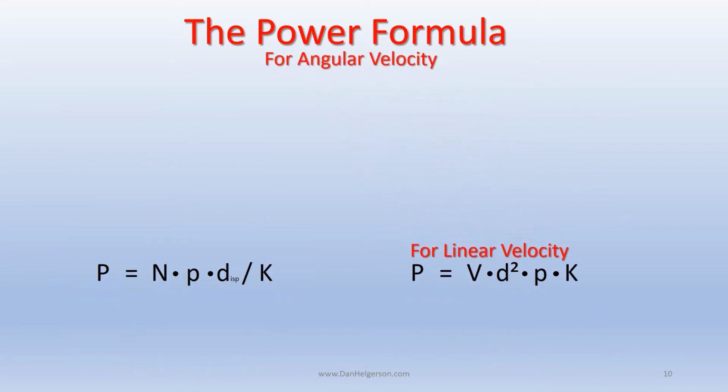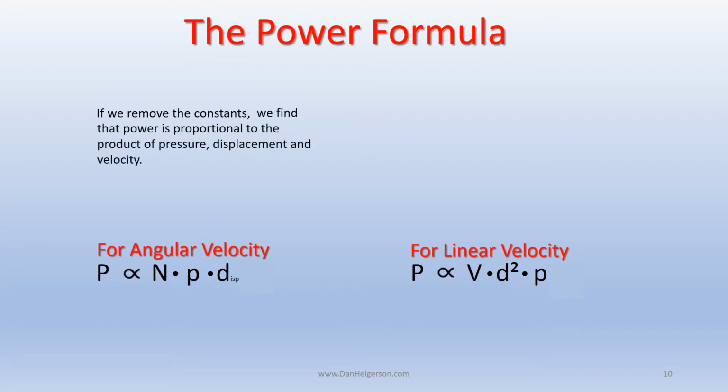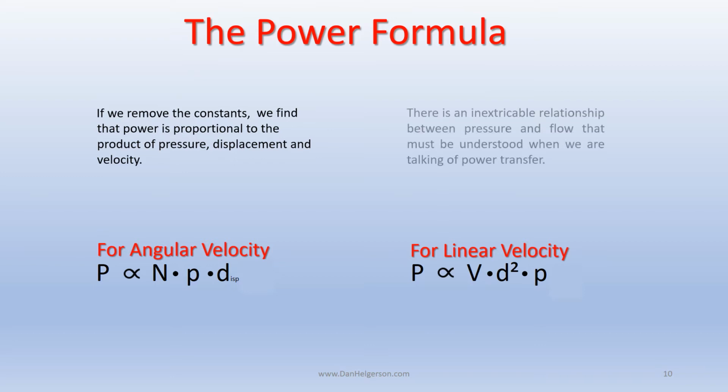Now the power formulas for both angular and linear velocity show us some things. If we remove the constants, we find that power is proportional to the product of pressure, displacement, and velocity.